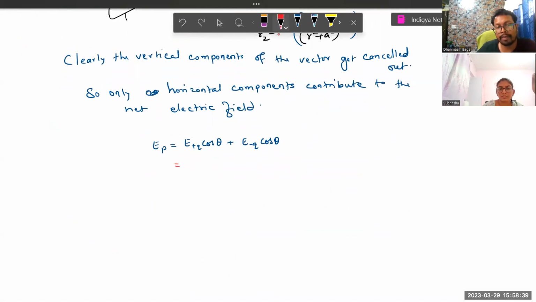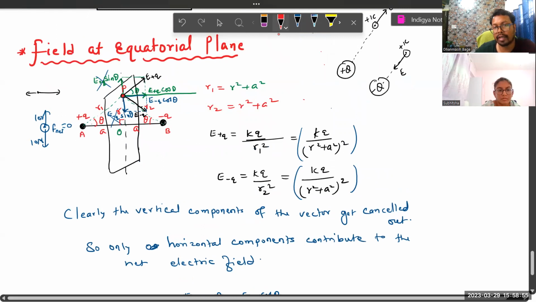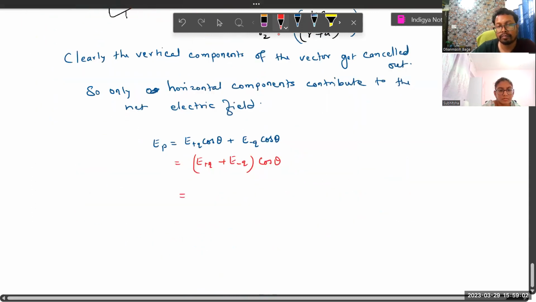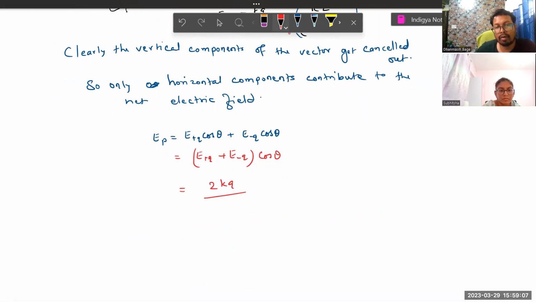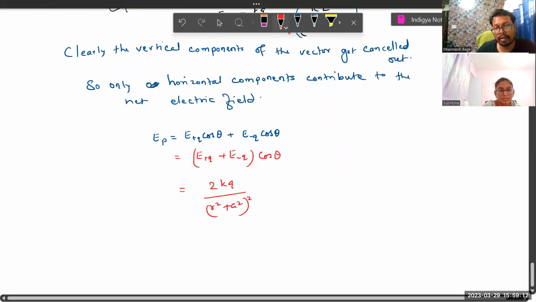So here, very simple now, just put the value of E plus Q and E minus Q. This will be equal to what? Simply can we say that E plus Q plus E minus Q cos theta? E plus Q is equal to what? Very simple. They both are equal, right? Can we say that this is just twice of this thing? So this is just 2kq by (r square plus a square) whole square cos theta.